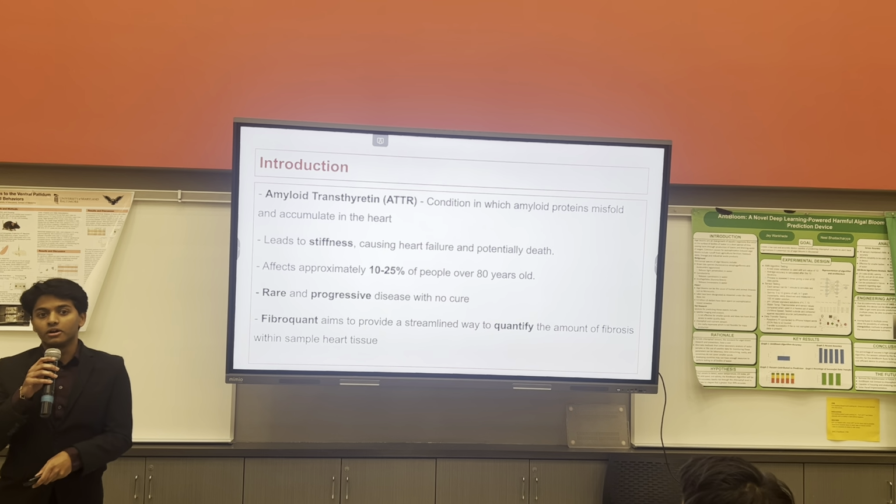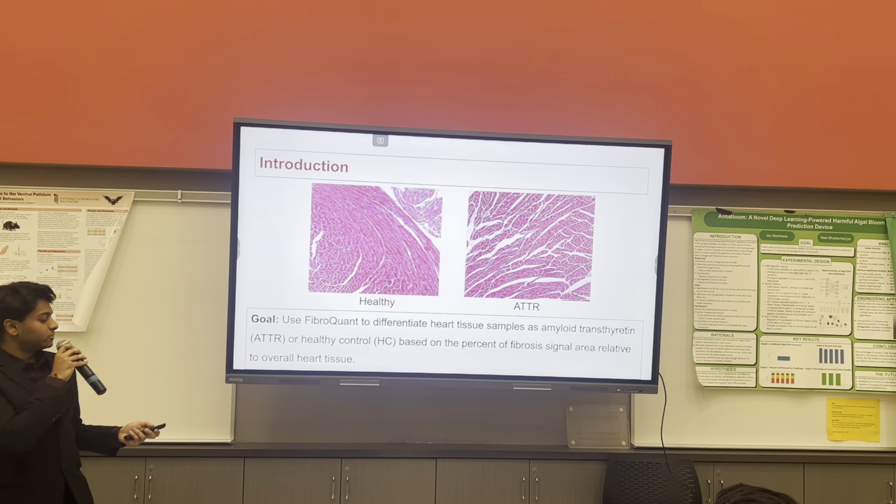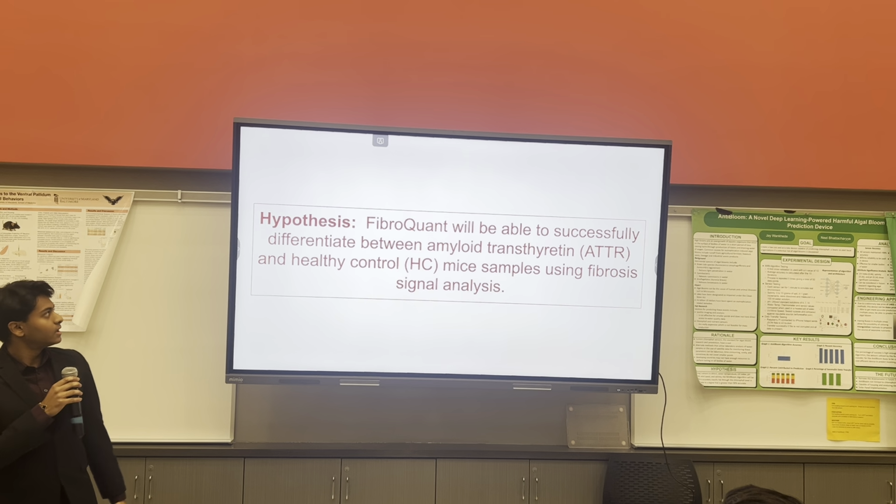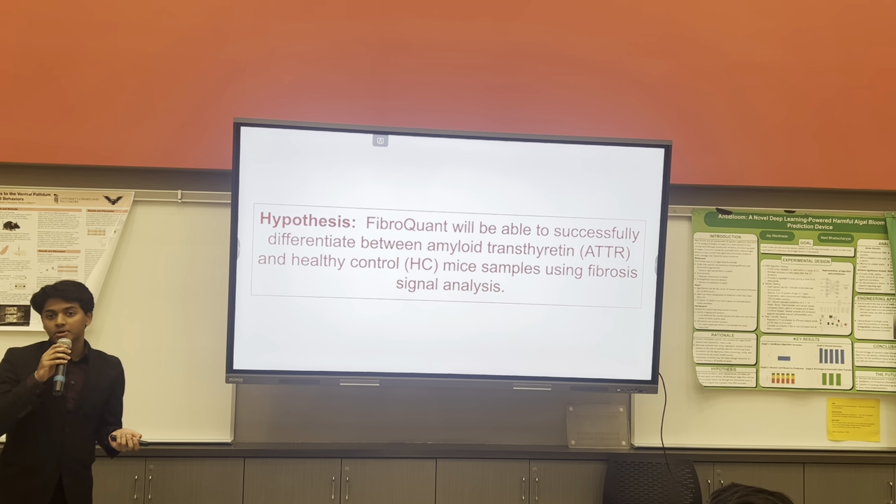The goal with our research is to use Fibroquant to classify heart tissue samples as amyloid transthyretin or healthy control based on the percent of fibrosis in the sample. So with our experiment, we hypothesized that Fibroquant will be able to successfully differentiate between amyloid transthyretin and healthy control based off our analysis.